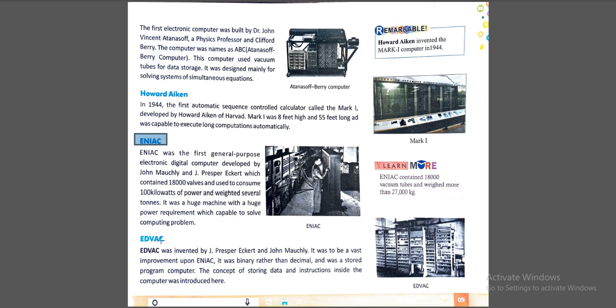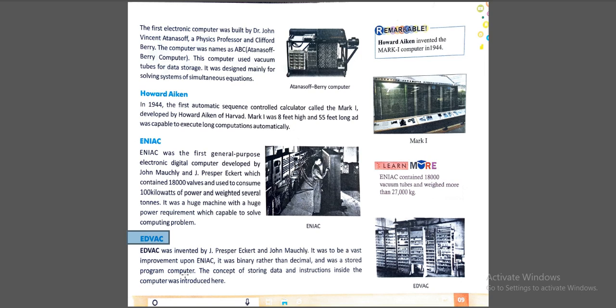Next is the EDVAC. EDVAC was invented by J. Presper Eckert and John Mauchly. It was a vast improvement upon ENIAC. It was binary rather than decimal. It can work on binary numbers rather than decimal.